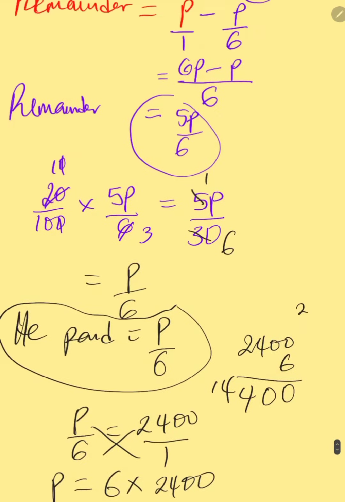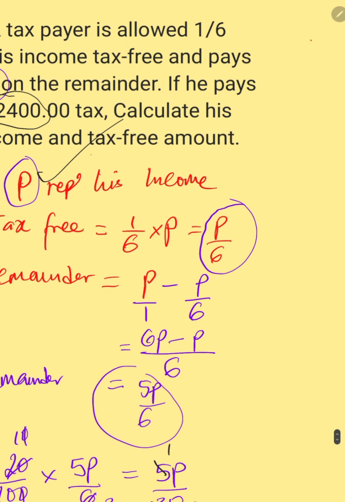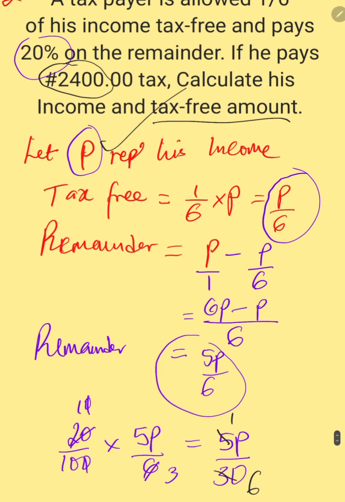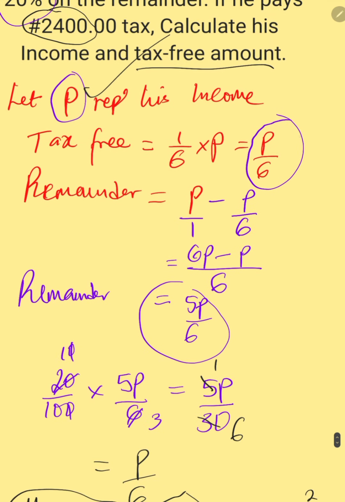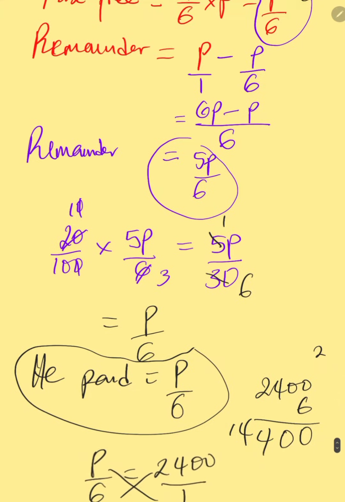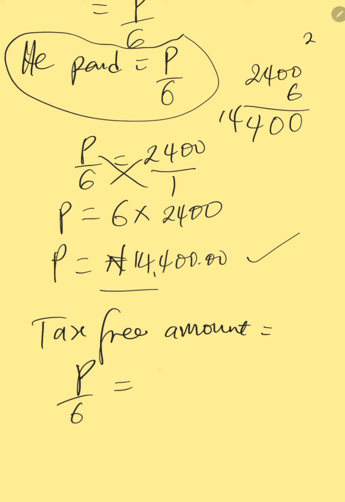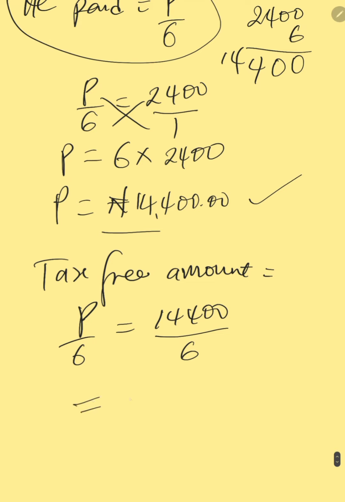And the question says also that we should get the tax-free amount. How do you get the tax-free amount? What is the tax-free amount? Tax-free is P/6. So you just need to divide. You write that tax-free amount will now be the same as P/6, which is 14,400 divided by 6. And of course, it is the same thing as 2,400.